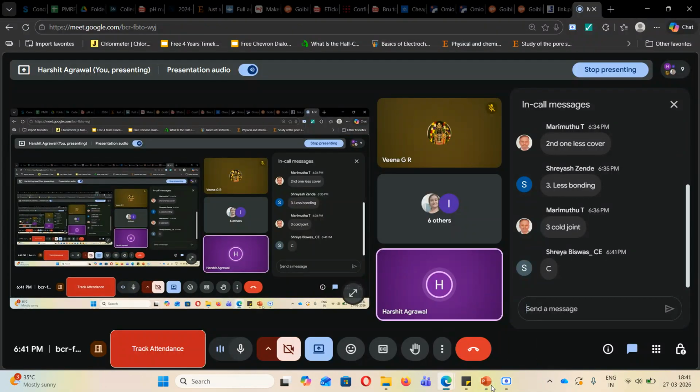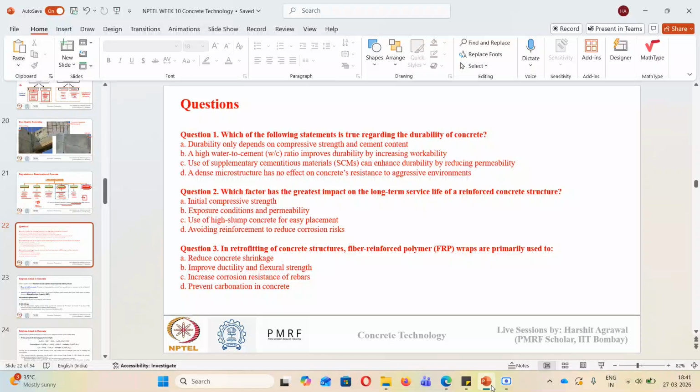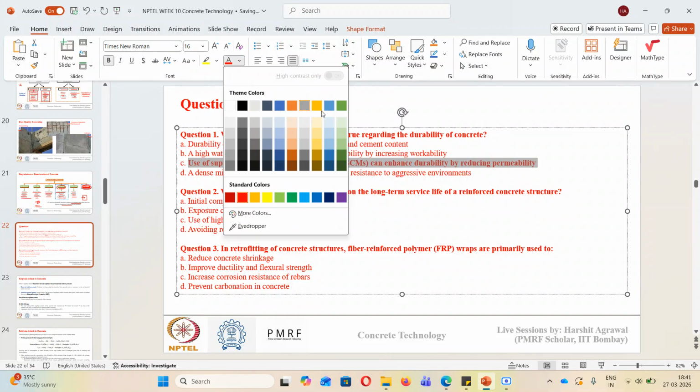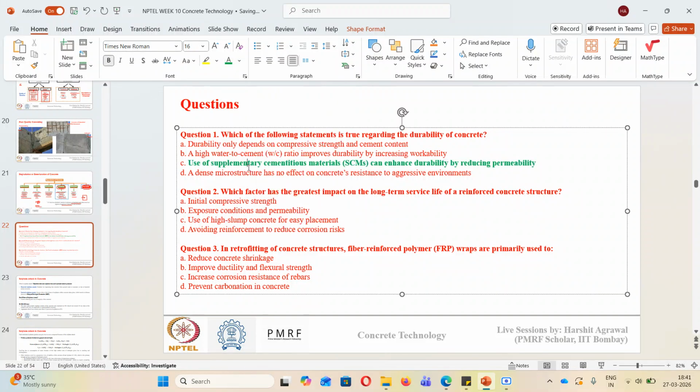Any guess? Okay, C. Yes, C is the correct answer. So, use of supplementary cementitious material enhances the durability of concrete by reducing the permeability. Just now we have talked about how moisture plays a critical role in the ingress of aggressive ions. So, when we use supplementary cementitious material, we have seen that it converts the Portlandite into calcium silicate hydrate.